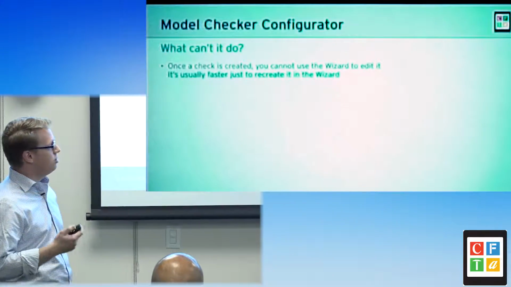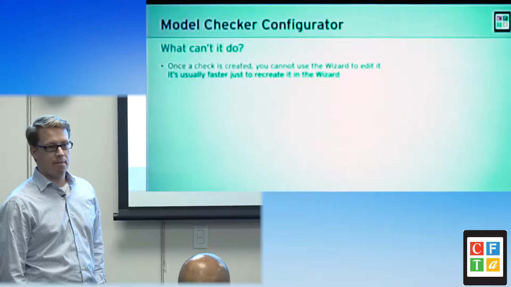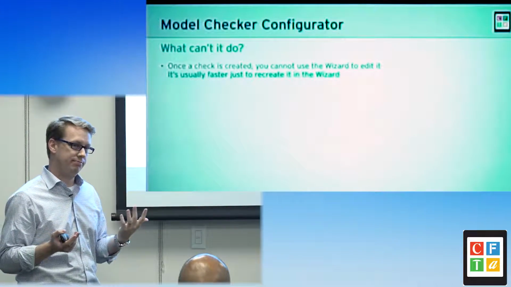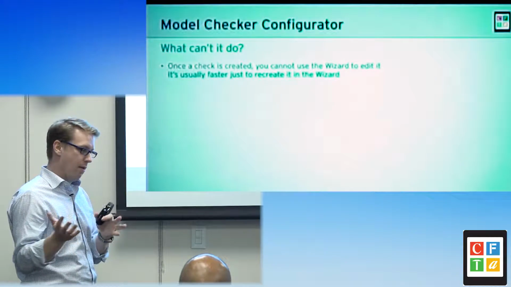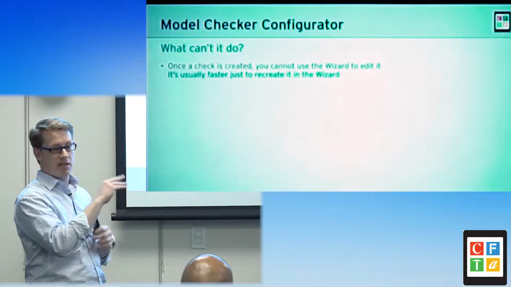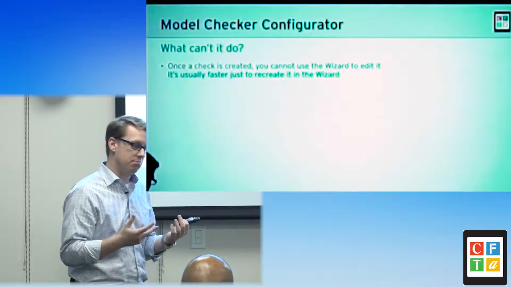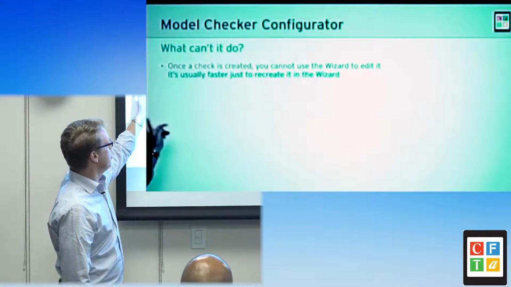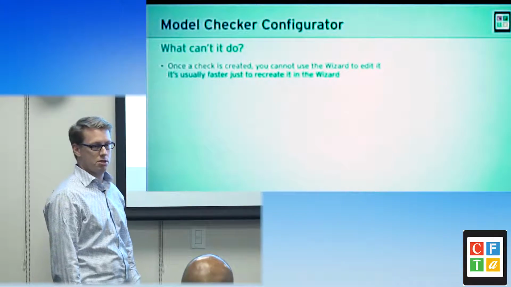All right, what can't it do? Really just the one thing: if I build a check with the wizard, I can't go back and edit that check with the wizard. The wizard's just kind of a builder. You go to the advanced interface to edit a check. Most of the time, it's pretty clear what you need to edit. But you can always just go back and recreate it in the wizard. It's really simple.